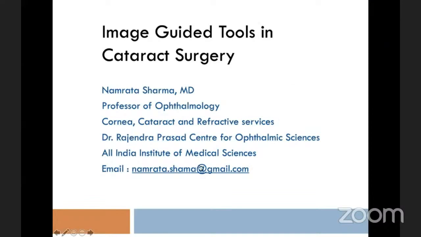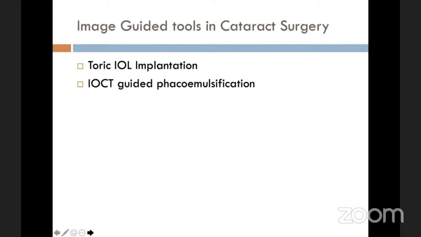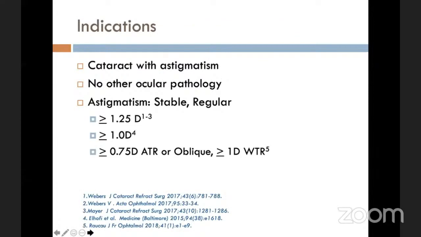I would be talking to you about the image-guided tools in cataract surgery. There are no financial or proprietary disclosures. Basically, the image-guided tools help in cataract surgery for toric intraocular lens implantation. And then there is also intraop OCT, which helps you to do phacoemulsification. It just fine-tunes the step, and that is its function.